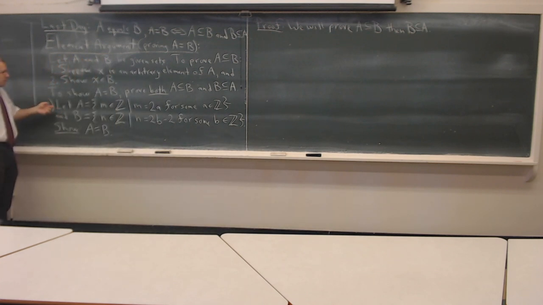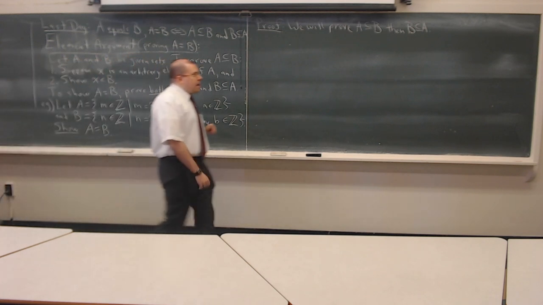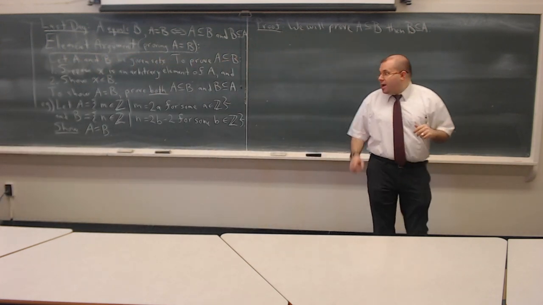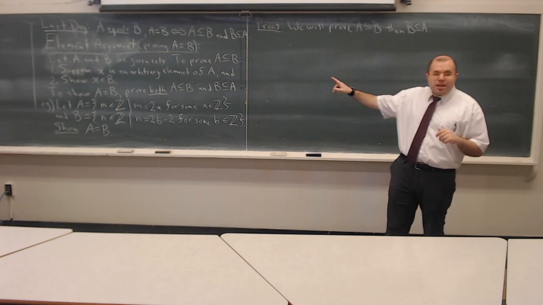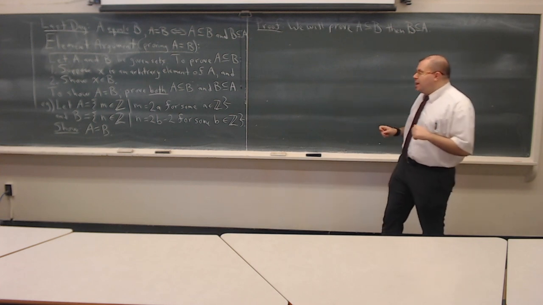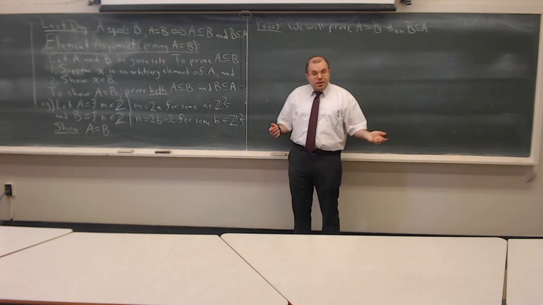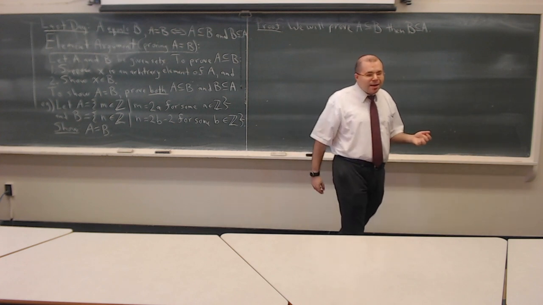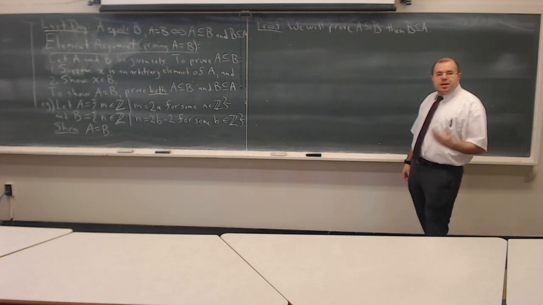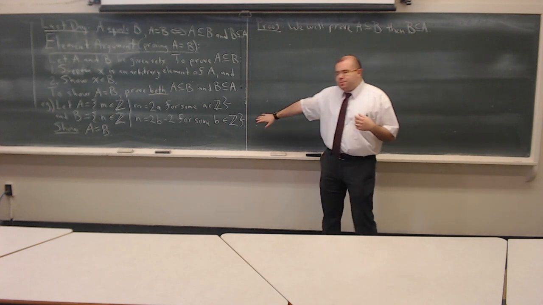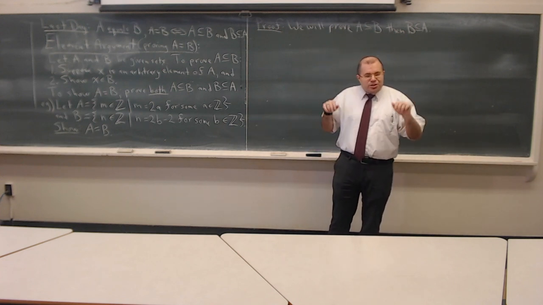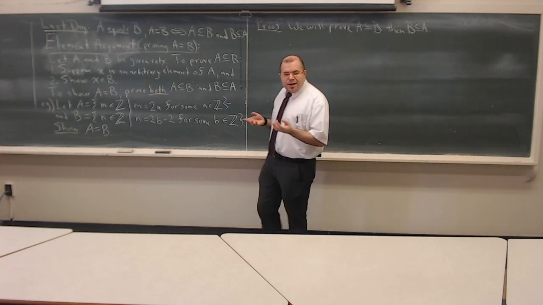I'm going to give you that A is equal to the set of integers m such that m is equal to 2 times a for some integer a. Then I'm going to have B, and B is just going to be another set of integers n where n is equal to 2b minus 2, for another integer b, just some integer. So the general strategy is going to be this.